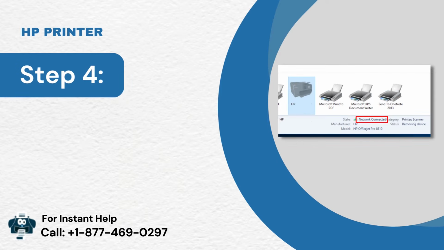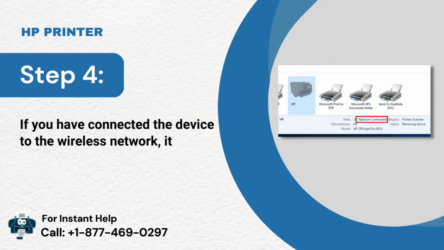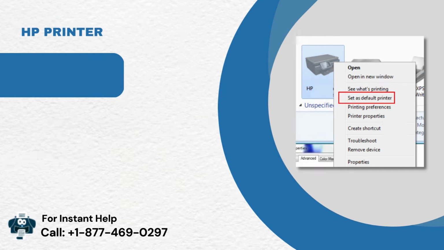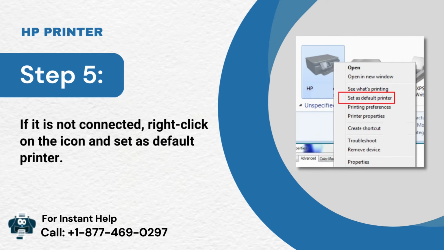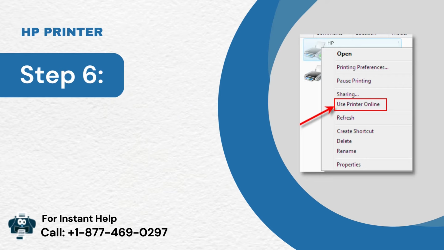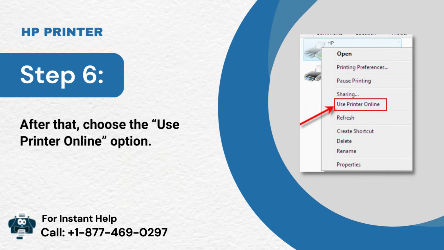Step 4. If you have connected the device to the wireless network, it will display Ready. Step 5. If it is not connected, right-click on the icon and set as default printer. Step 6. After that, choose the Use Printer Online option.